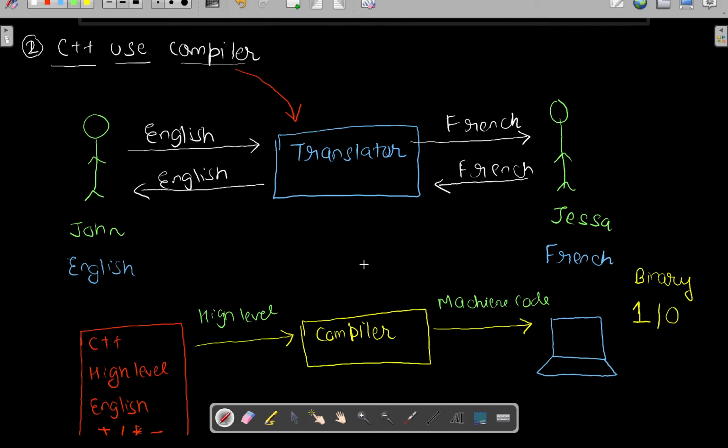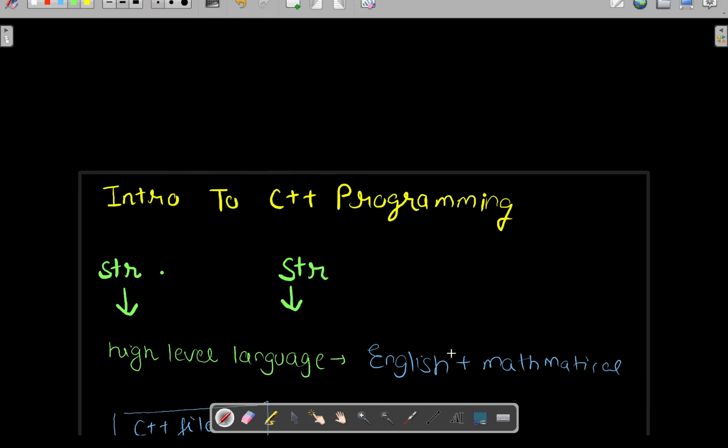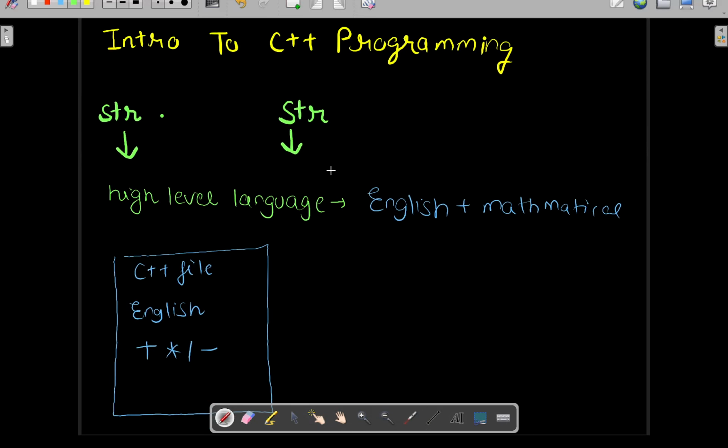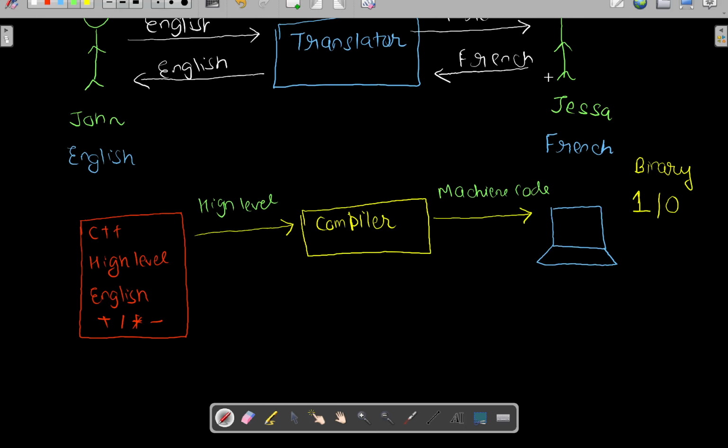So this is the concept of a compiler, and a compiler is simply needed to convert the high level code into the machine code. So we discussed that C++ is a high level language. It uses a compiler to convert a high level code into the machine code.